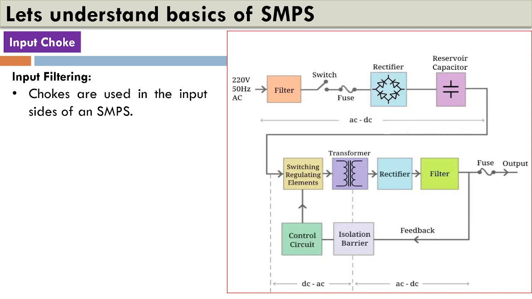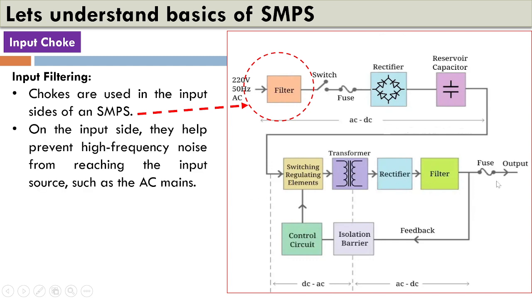Here at the input, we can see there is a filter. Now, why do we need a filter? The filter, usually we call it chokes, and these are used on the input side of the SMPS. Now we have to remember one thing, that the line frequency of 50 hertz gets boosted to around 20 kilohertz or more than that. So a circuit having high frequency at the heart of it may create some noise in the main line.